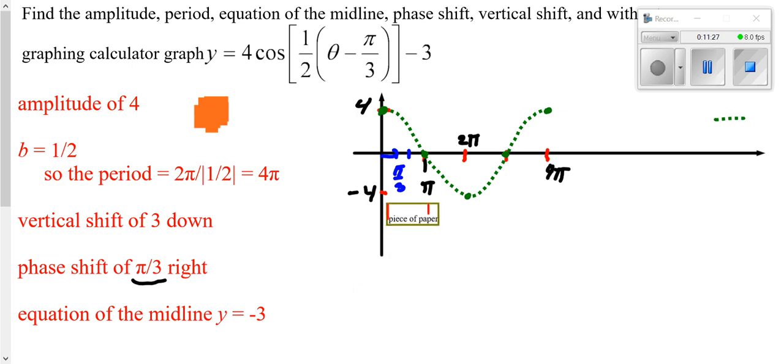So I'm going to bring up my piece of paper and mark that, and then I'll have to move everything in that direction. So I'm moving everything to the right 1/3 of a pi. So all these green dots have to be moved, this blue piece. So I'll move this up here and I'll mark that.